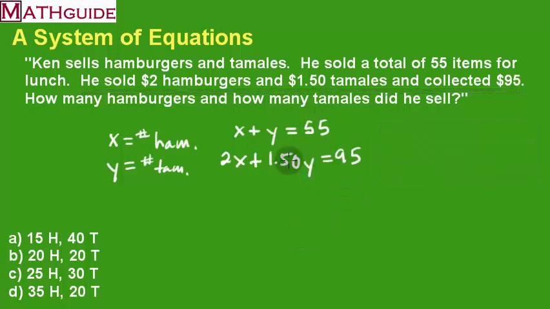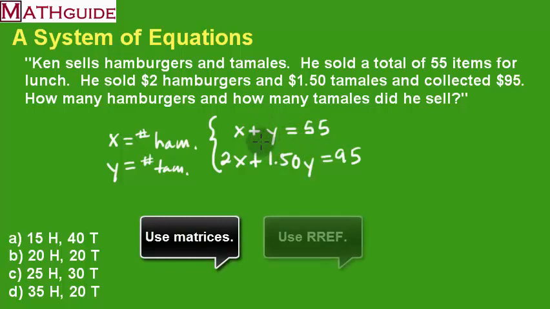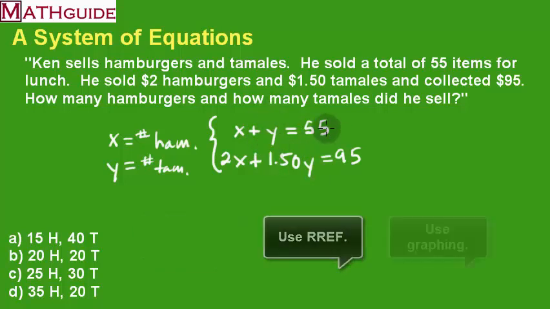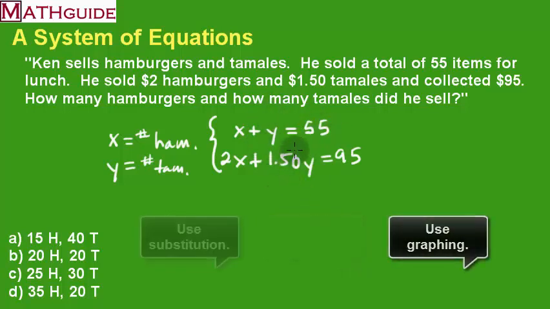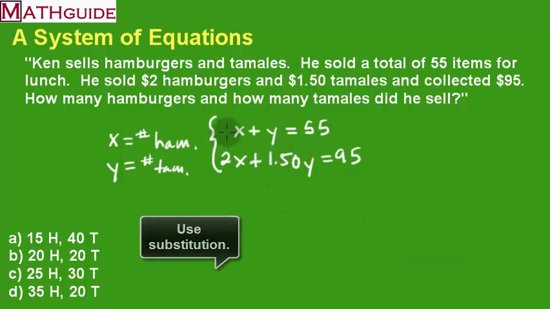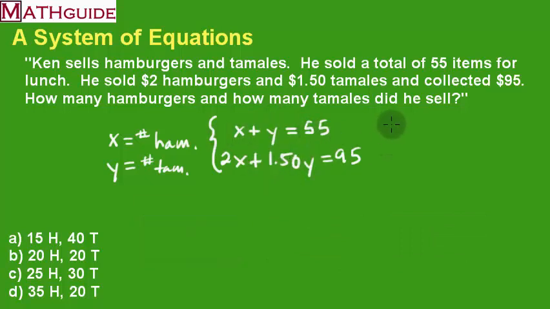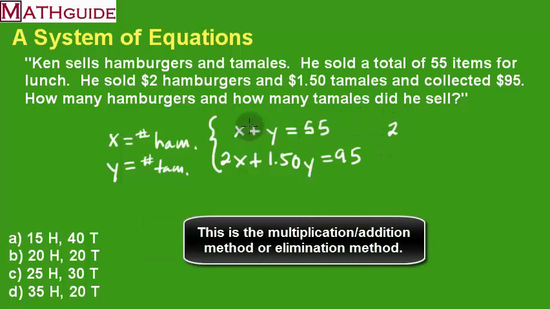Alright, now that I have a system of equations, and that's what this is, now what we have to do is solve it. There are many ways to do it: matrices, RREF, graphing, substitution. Well, I'm just going to multiply the top equation by 2, and I'm going to get, actually, -2.